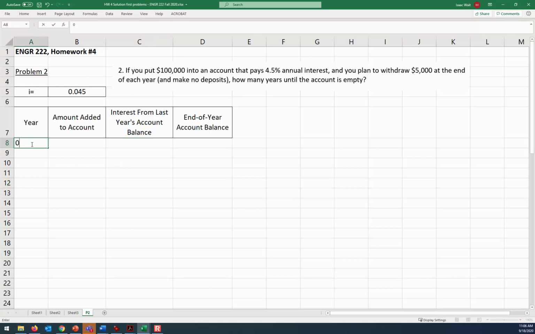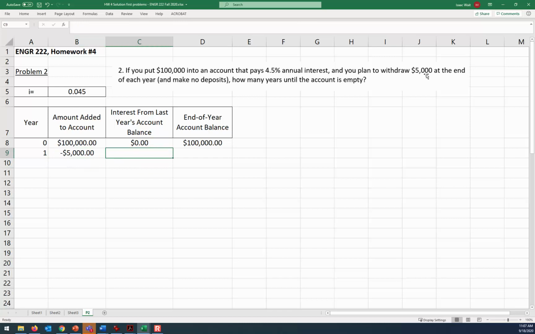The first thing we do is at time 0, you are adding 100,000, and you haven't earned any interest. You just barely put the money in, so it's 0. And so the amount that you have at this time is just the 100,000. Okay, in year 1, it says in the problem statement here that you're withdrawing 5,000. So you're not adding any more, so it would be minus 5,000.